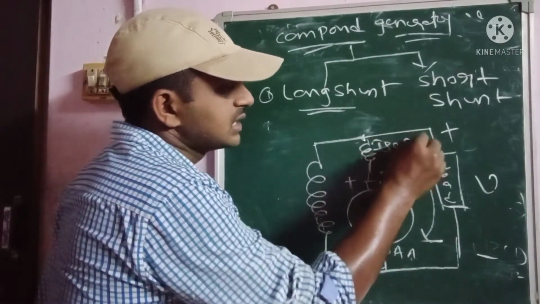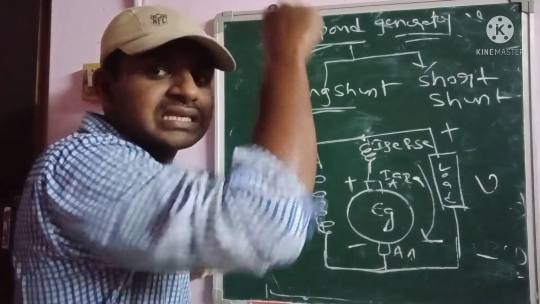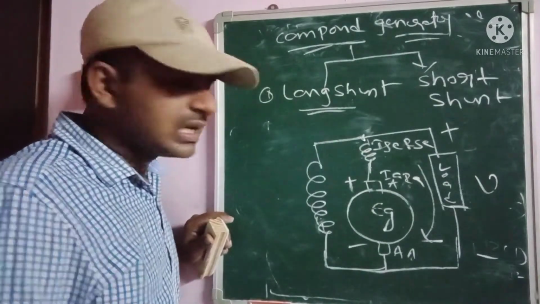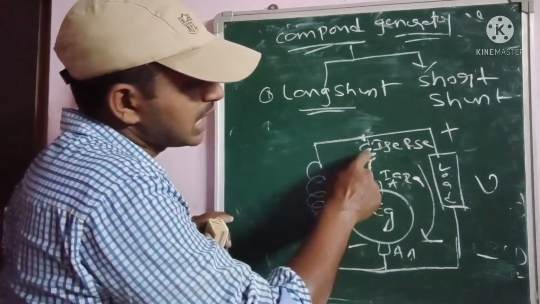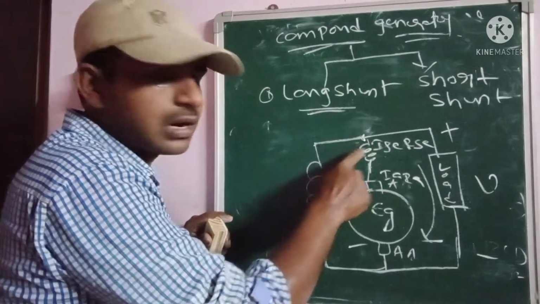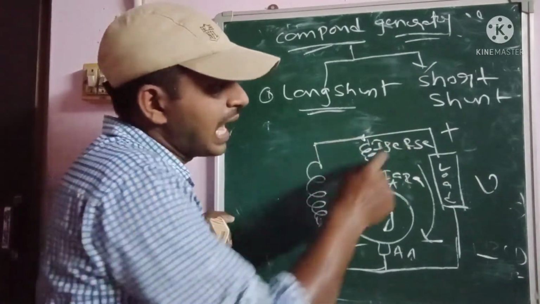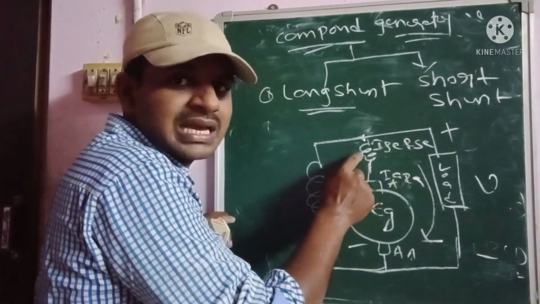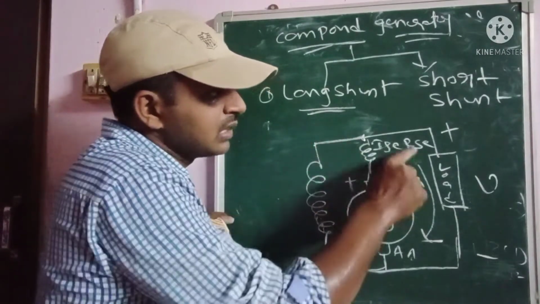That is given as ISC into RSC, like a DC series generator. Because in this, current I will be flowing through the series field, that is given as ISC. As well as some resistance property is there for this winding, that is given as R.